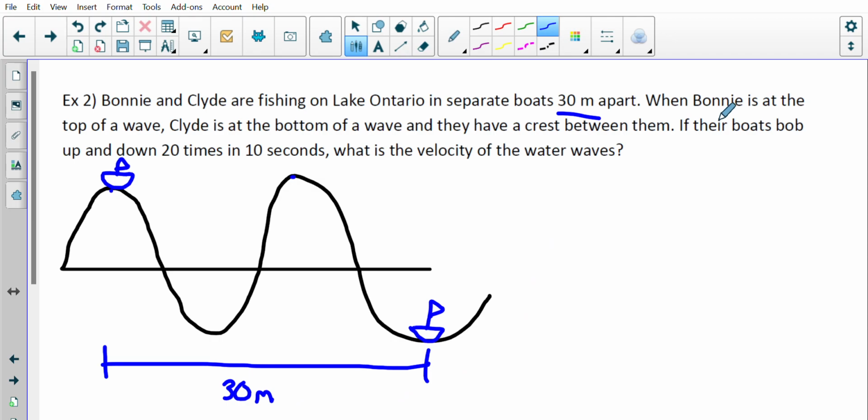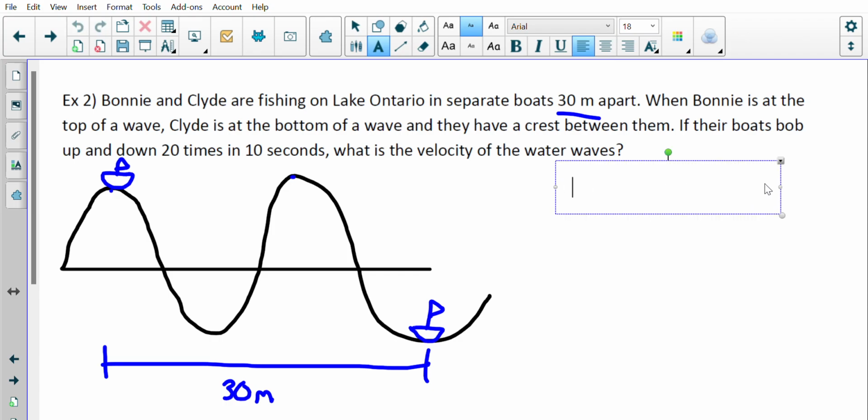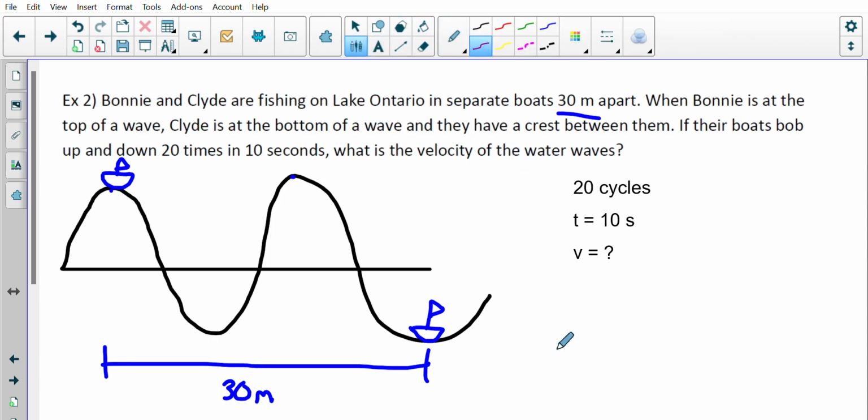Now, what else do we got here? If their boats bob up and down 20 times in 10 seconds, that's telling us we're doing 20 cycles in 10 seconds. So that's our time. And we want the velocity of this water wave. So got a lot of information here, a lot of different things, but here's the first step.